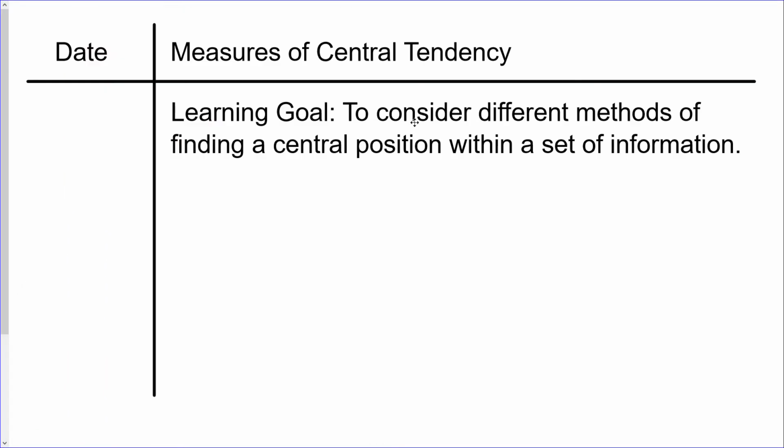Alright, so our learning goal, no, you don't need to write it down, but I would love it if you put a date on this note that you're writing because it would be great for helping you to keep things in order. So our learning goal is to consider different methods for finding a central position in a set of information. Okay, that's why it's called measures of central tendency.